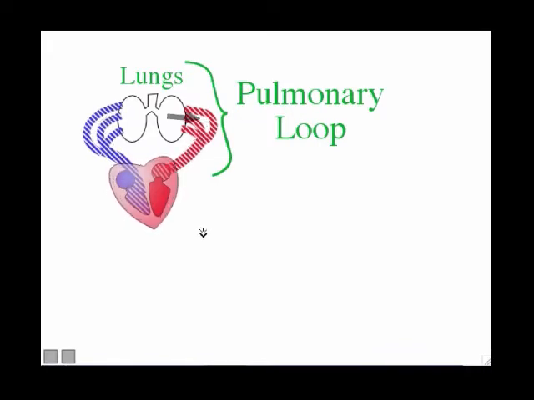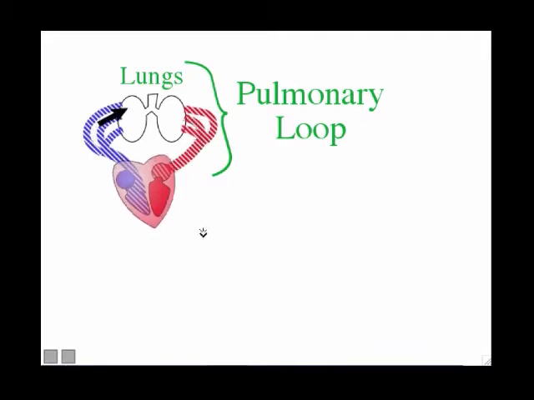Okay, don't worry about the smaller loop. I'll come to that in just a second. So the other loop is called the systemic loop. And again, these loops mean from the heart to the various organs, then back to the heart. The systemic loop is the loop that has the blood from the heart to all the organs of the body except the lungs, and then back to the heart.